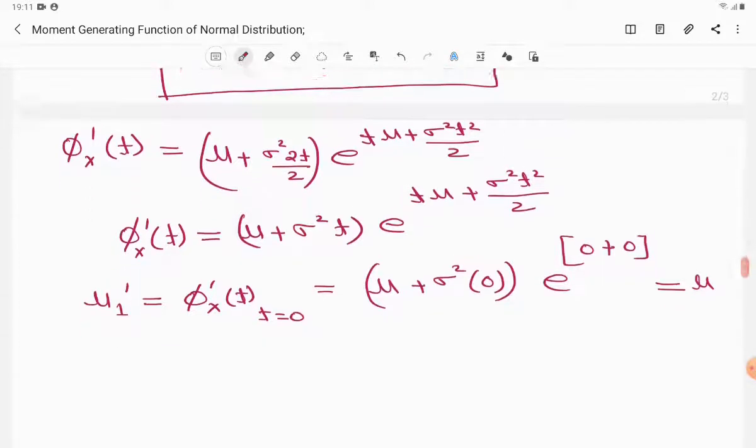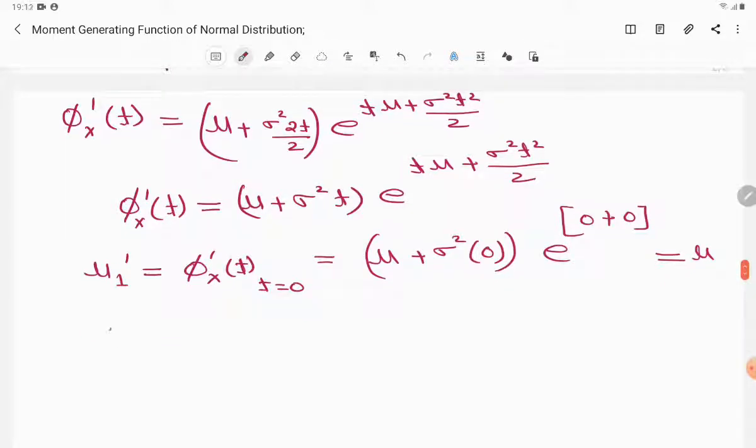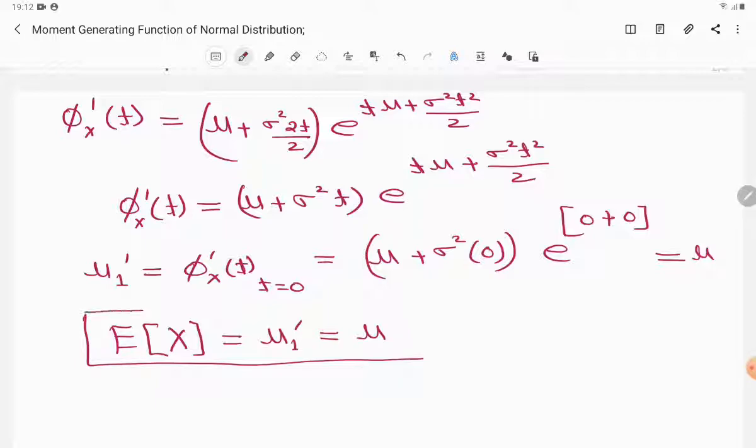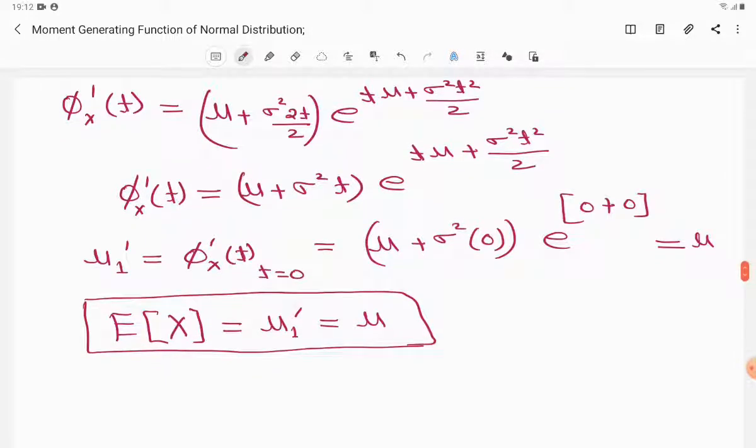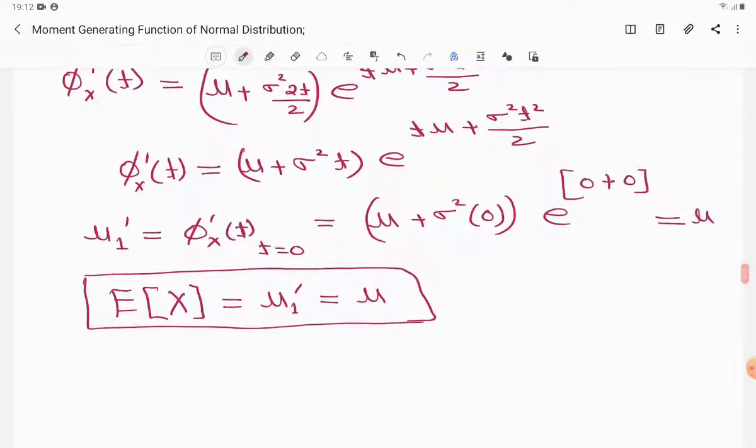So I have found the first moment, that is mu, which is nothing but E of x, and E of x is nothing but mu 1 dash, and that is the same as mu. So you can see over here how easy it is to find the mean of the normal distribution if you use the moment generating function. And in the same way we can find the variance of the normal distribution.